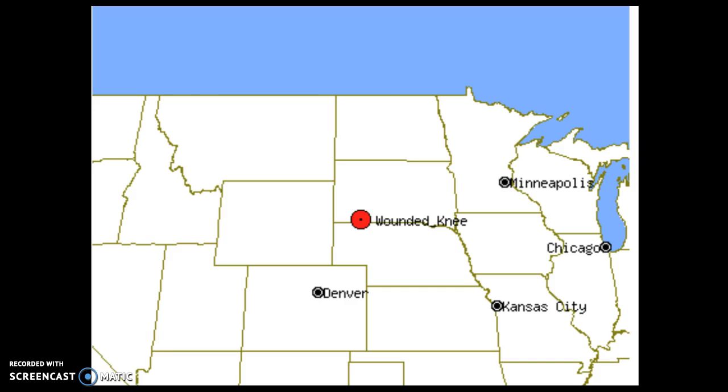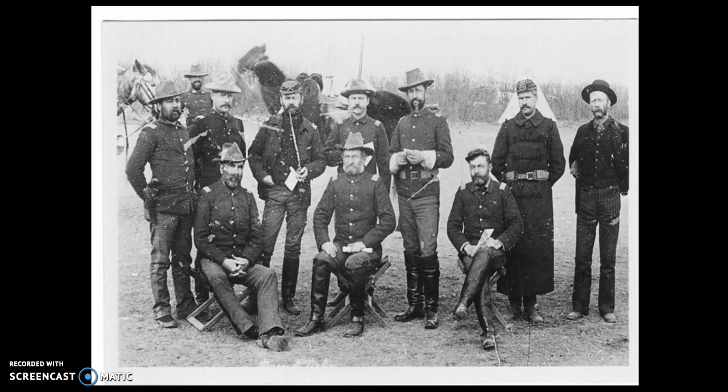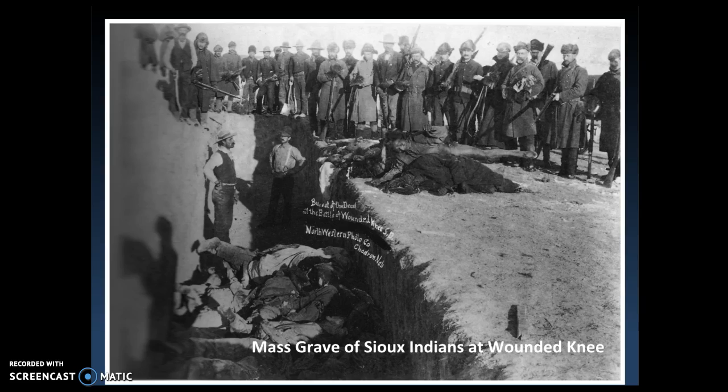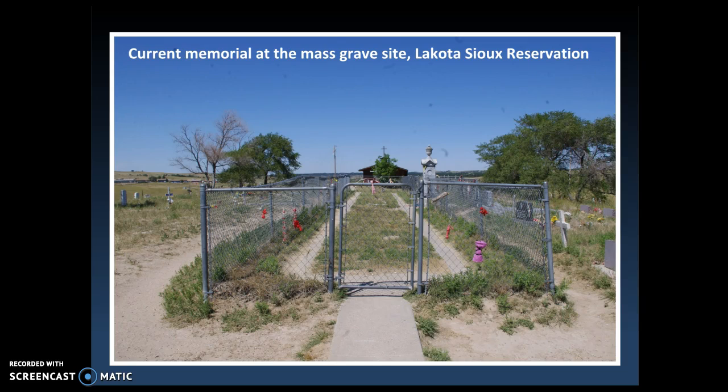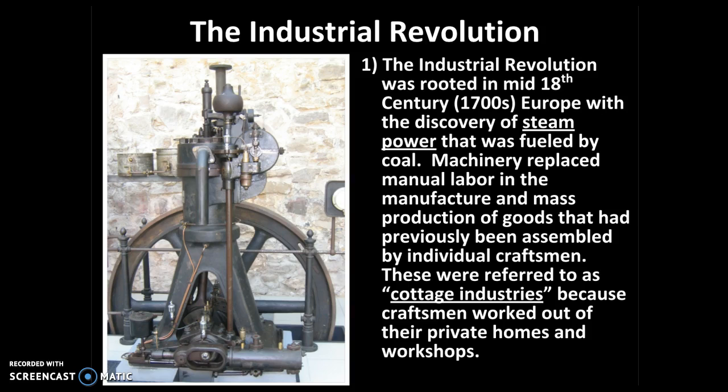Wounded Knee is going to be one of those cases where a group of American infantry slaughtered a Native American tribe. And there's a mass grave there still, the Sioux Indians at Wounded Knee. Here's what it looks like today. But just a very, very sad story when it comes to moving west. And that could have possibly been better, for sure. So that's the story of the West in a nutshell.